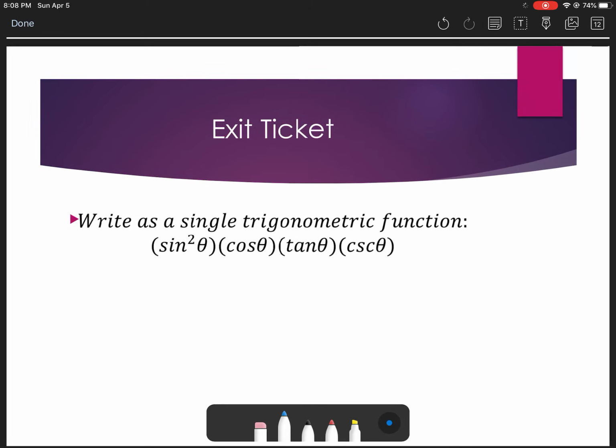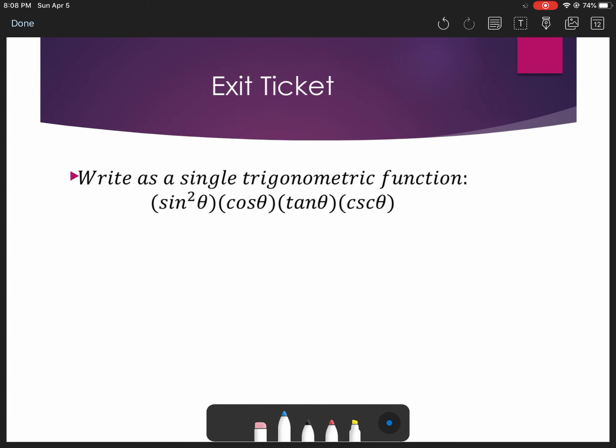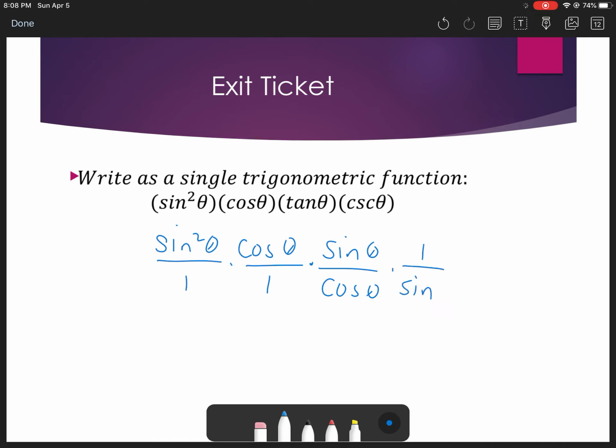Okay. And last but not least, write as a single trigonometric function. We have sine squared of theta over 1 times cosine of theta over 1 times sine of theta over cosine of theta times cosecant, which is 1 over sine of theta. Okay, we just go through and simplify everything here that we can. Cosine and cosine, sine and sine. And we're left with sine squared theta on top, 1 on the bottom. And that is your final answer.